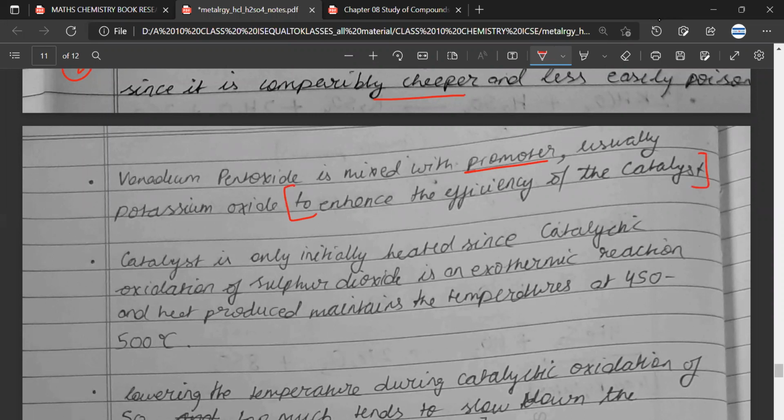The catalyst is only initially heated since the catalytic oxidation of sulfur dioxide is an exothermic reaction, as we studied before, and the heat produced maintains the temperature at 450 to 500 degrees Celsius. So in the exam they may ask why the catalyst is only initially heated, and your answer will start from here and end till here. It is an exothermic reaction and the heat produced maintains the optimum temperature, and the optimum temperature is 450 to 500 degrees Celsius.